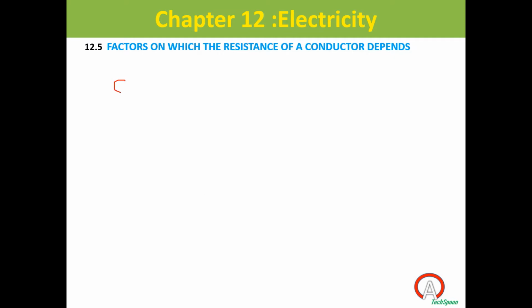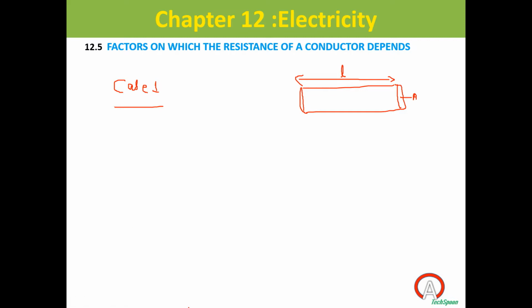First, case 1. Okay, no need to write, just listen. In this case, I am taking a conductor. So this is a conductor. Okay, this is the area of cross section of the conductor. This is area of cross section, let it be A, and this is the length of the conductor, let it be small letter L.